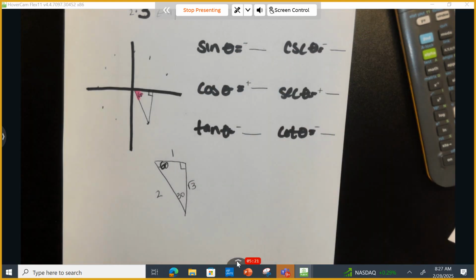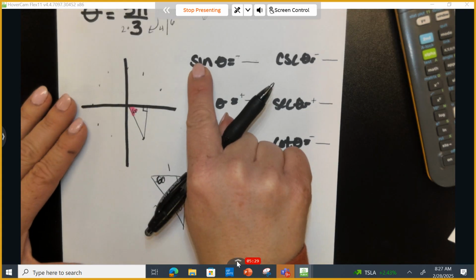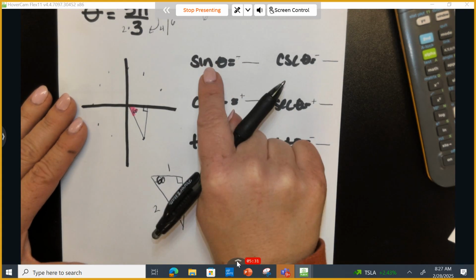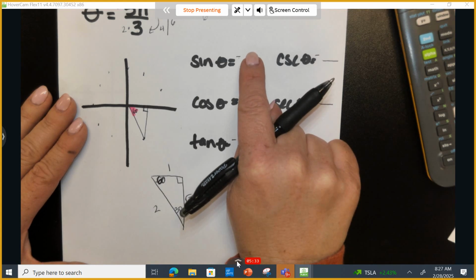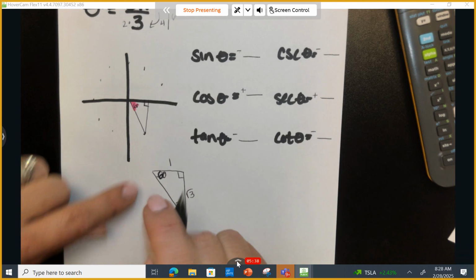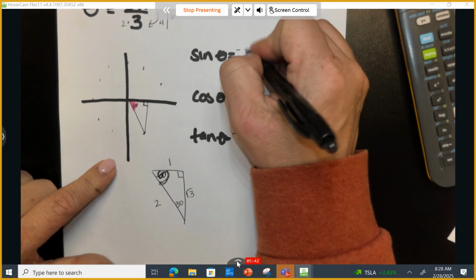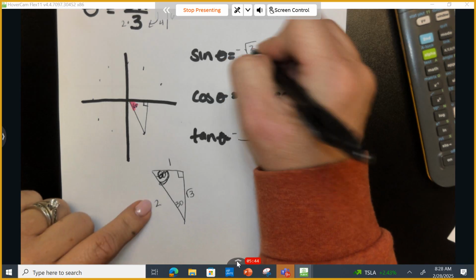Sometimes students ask, is it supposed to go at the same level as the division sign? Can it go on top or on the bottom? Doesn't matter as long as there's one negative sign. Okay, sine is a ratio. It's a proportion. It's a ratio. And it's going to be opposite over hypotenuse. So from this angle right here, opposite is the square root of 3, and hypotenuse is 2.